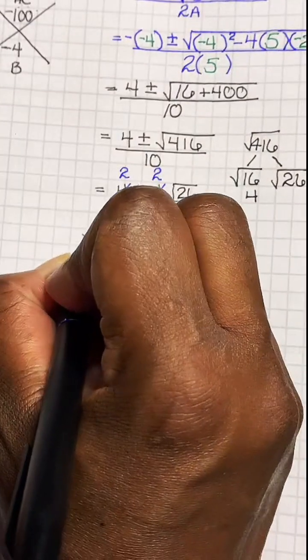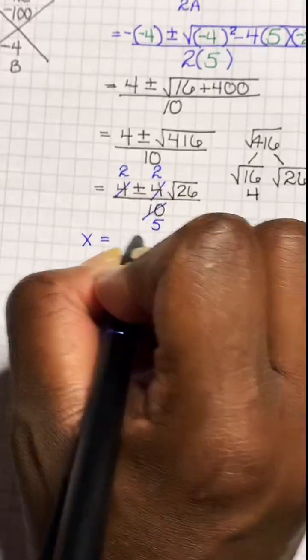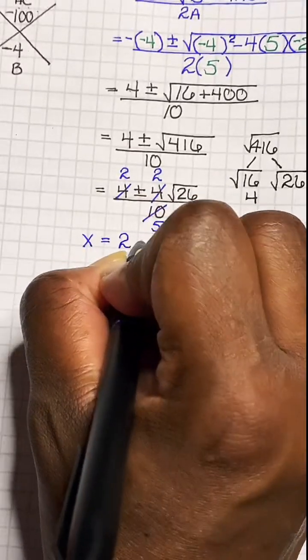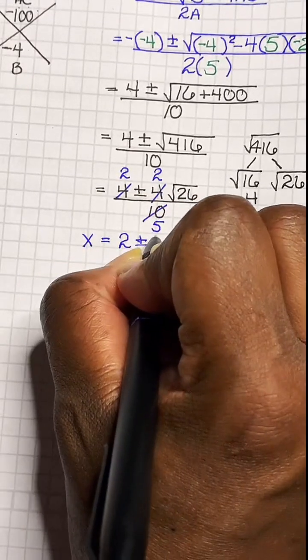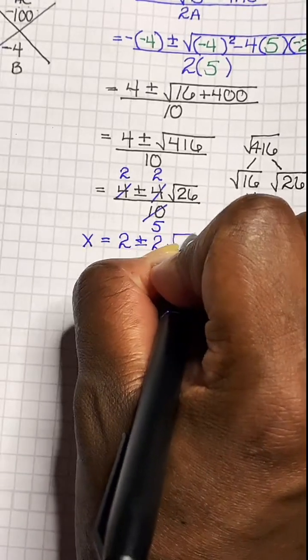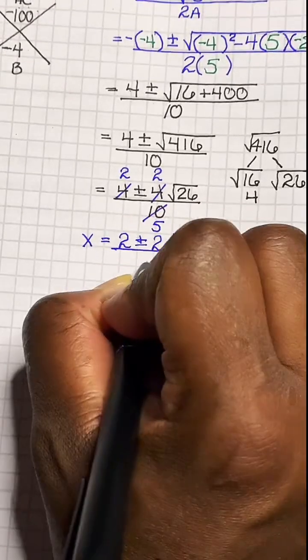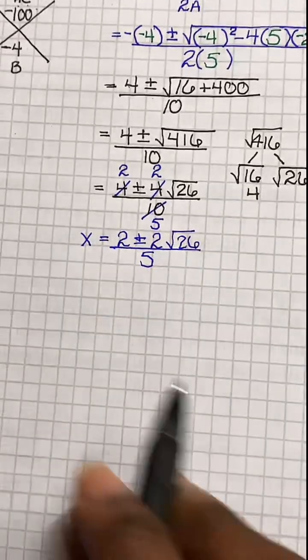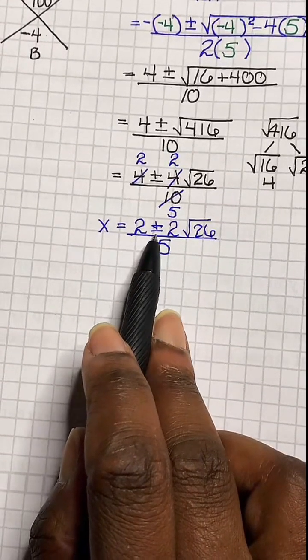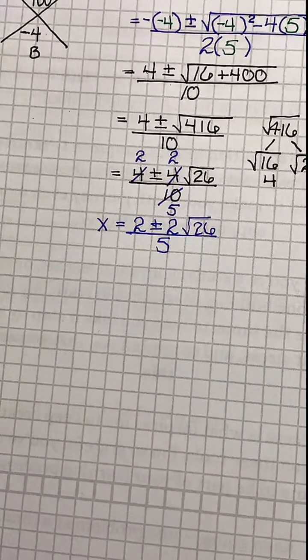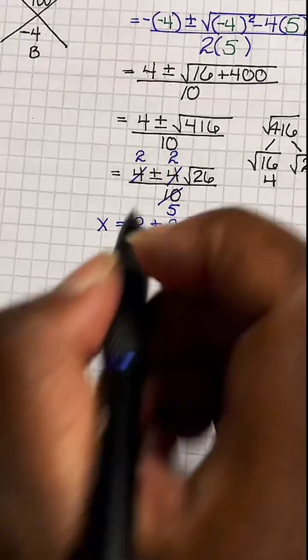So, to find one of my lovely little x's, or actually both of them, I have 2 plus or minus 2 square root of 26 over 5. And because we have that plus or minus, that's representing my 2 answers.